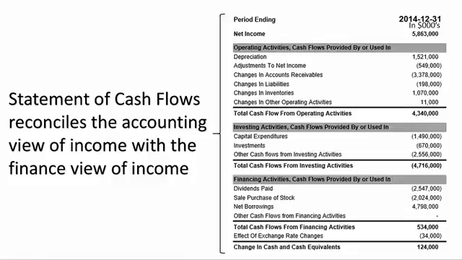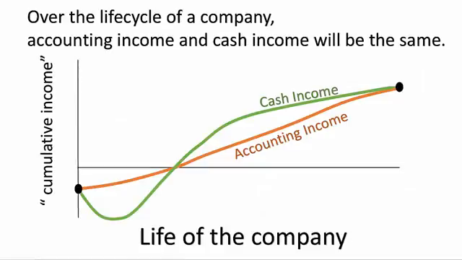Both perspectives are important, but they are almost never the same over any given period. However, over the life cycle of a company, cash income and accounting income will balance out to exactly the same thing. Sometimes it takes a long time to see the convergence.